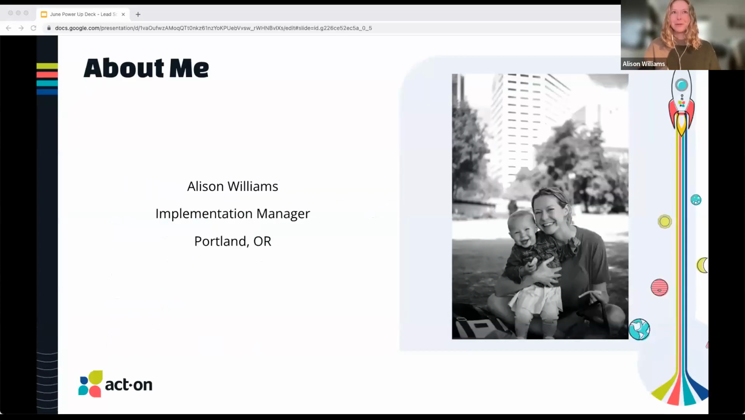Just to introduce myself really quick, my name is Allison. Like I said, I'm an implementation manager here with Act On. I've been here for a little over 2 years now, and I work with customers, getting them up and running when they're new to Act On, training them on the platform, the different features, making sure that they feel comfortable and successful. I've been working in the software industry for quite some time and doing training and onboarding for over 5 years now. So I'm based in Portland. I have a 16-month-old daughter. Here she is. She's very cute, but I'm excited to be here with you all today.